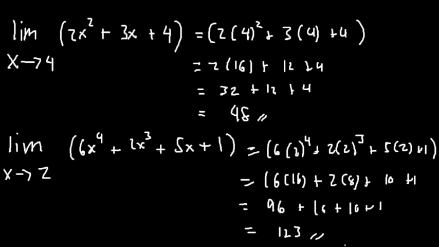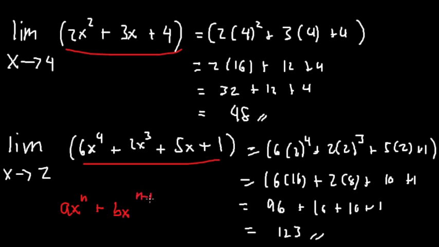Now if you notice something, these functions are polynomial functions. These functions are polynomial functions. They're in the form of ax to the n plus bx to the n minus 1, so on and so forth.